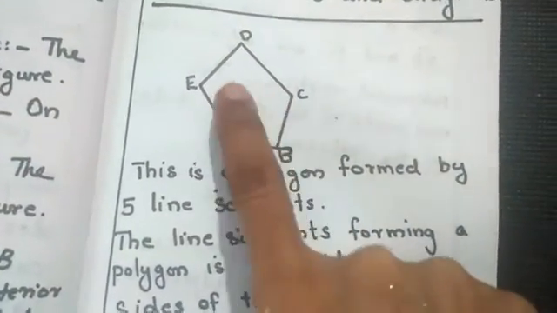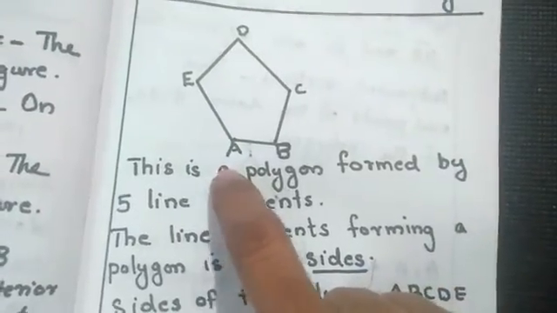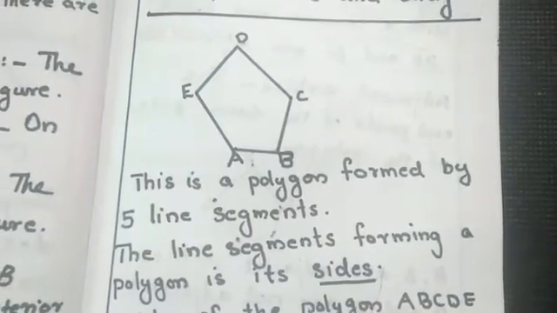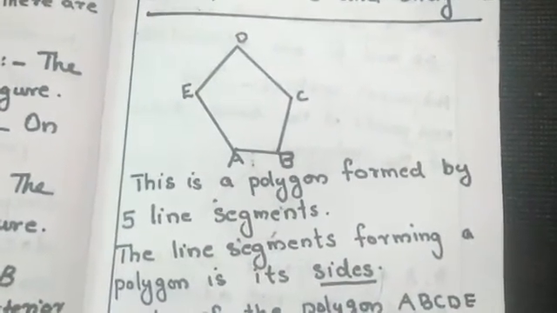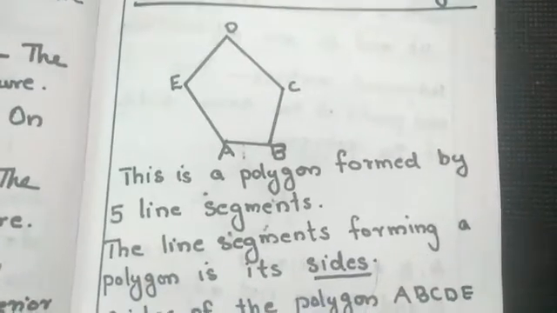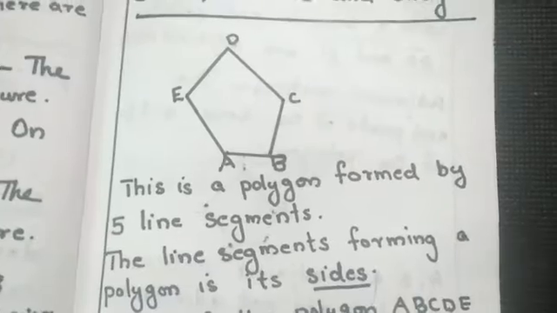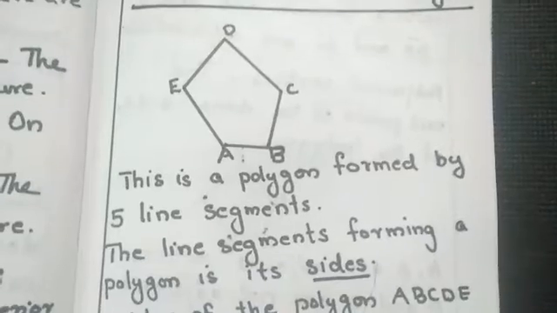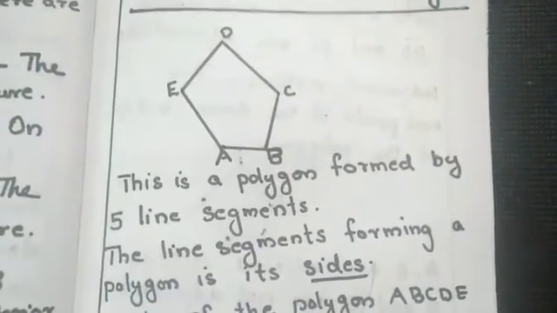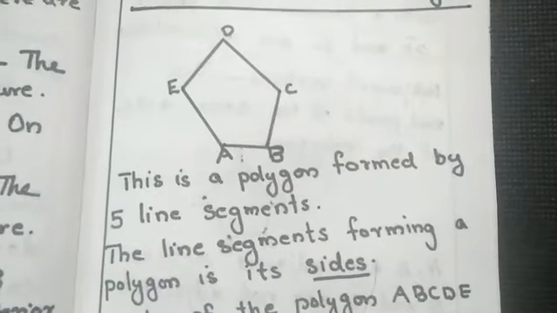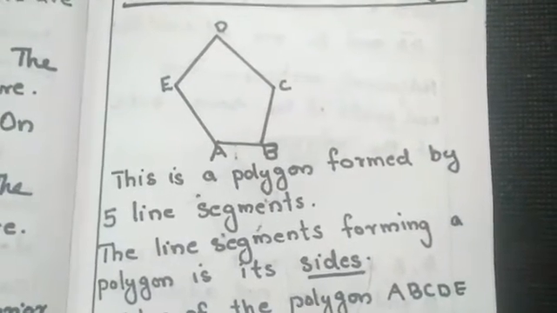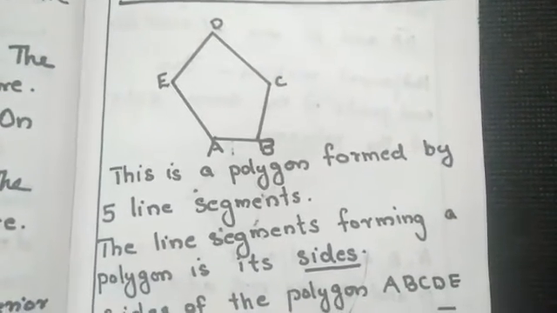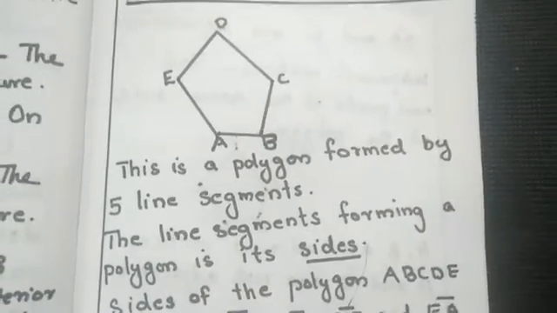Also, C is a vertex. D, E and A are all its vertices. Vertices is the plural word for vertex. If we refer to one, we say vertex. If more than one vertex is there, we call them vertices. So, how many vertices are there for this polygon? 5 vertices. Which are they? A, B, C, D and E are the vertices of this polygon.